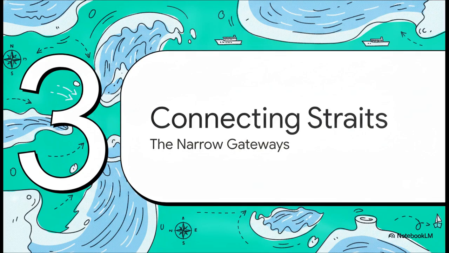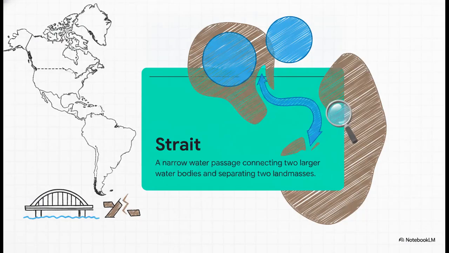Now it's time to map out the narrow gateways that connect them all together. But really quick, before we dive into them, let's make sure we're completely clear on what a strait actually is. Simply put, it's a narrow passage of water that connects two larger bodies of water while simultaneously separating two distinct landmasses. So think of it as a bridge for water, but a barrier for land.